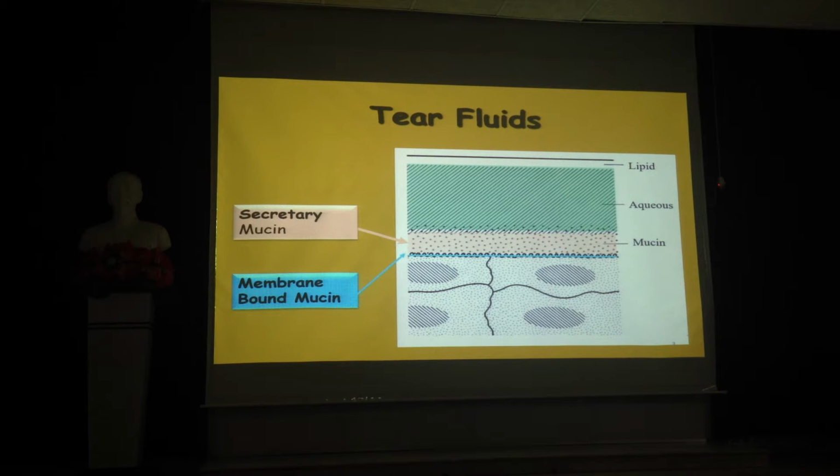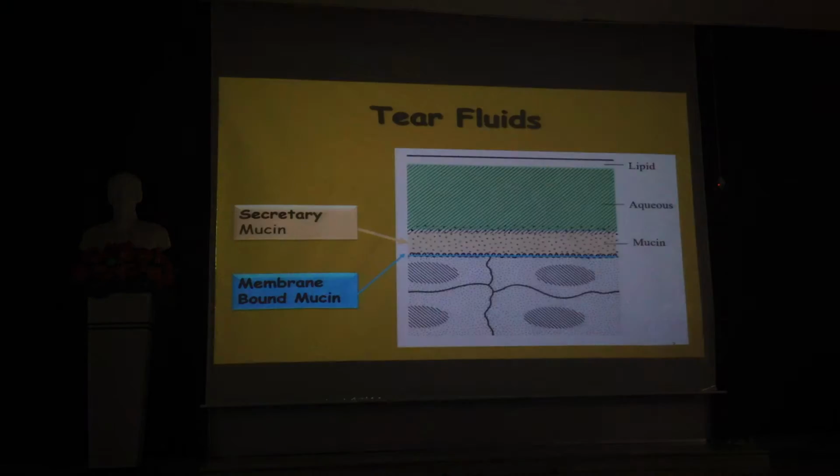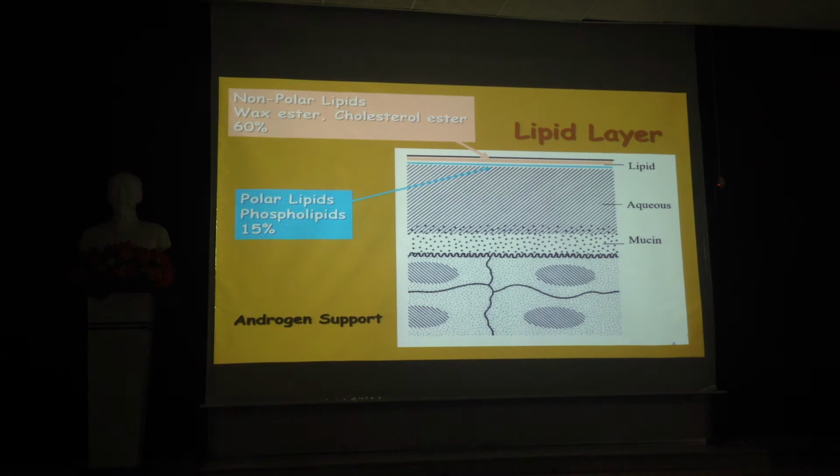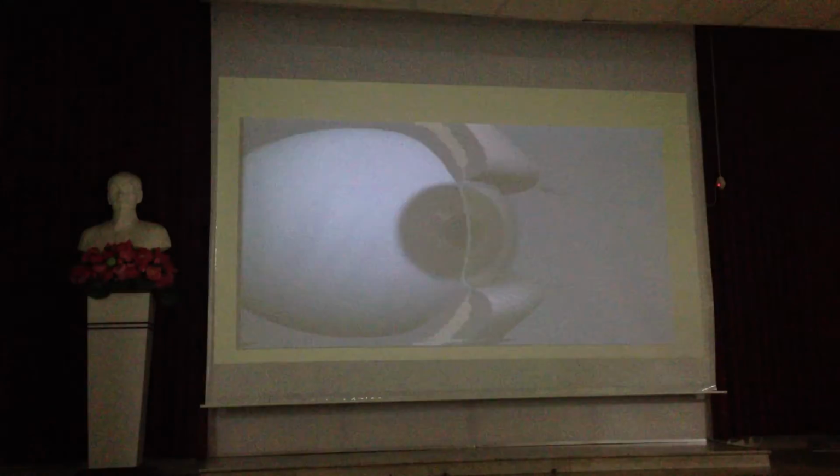In addition to that, secretory mucin comes from the goblet cells. The lipid layer comes from the meibomian gland. Most of these are non-polar lipids, either wax esters or cholesterol esters. But not only that, because lipids and water fight with each other, they need some lipids that have good affinity to water. Therefore, polar phospholipid is also on the surface of the tears.